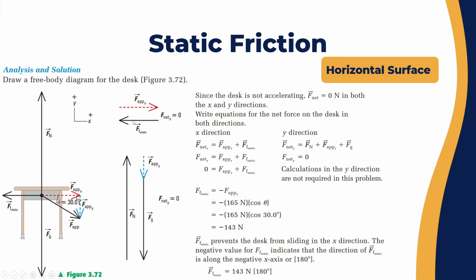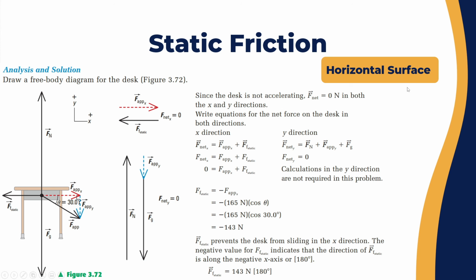We draw a forces schematic, or vector schematic. We have F applied X and we have F static going to the left. The F net would be 0 because in this case the table didn't move. The F applied X equals the F friction static. You have as well in the Y direction, the F net Y is 0. The table didn't move up and down or right and left. F normal is up, F gravitational is down. The F applied Y would be this way, but F net Y is 0 anyway.